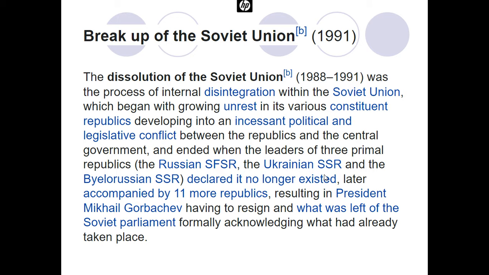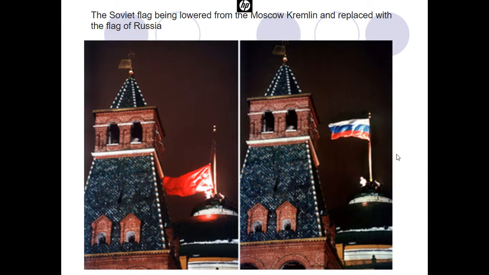Breakup of the Soviet Union in 1991. The Soviet Union is going to be no more by 1991, and things started with the fall of the Berlin Wall leading to the breakup. This picture is very interesting.